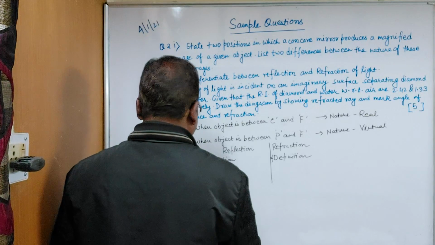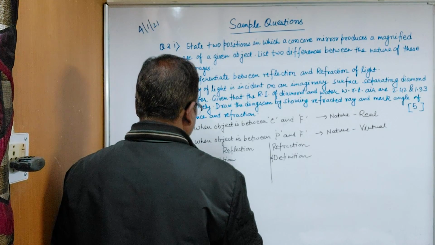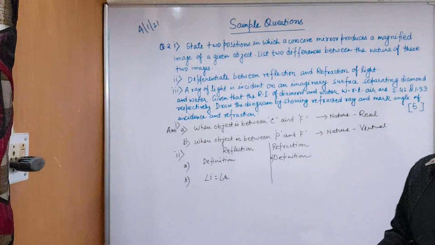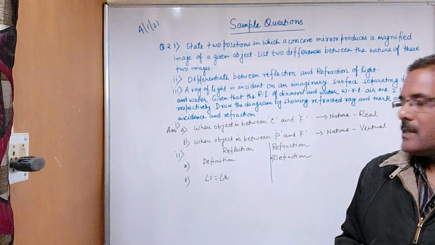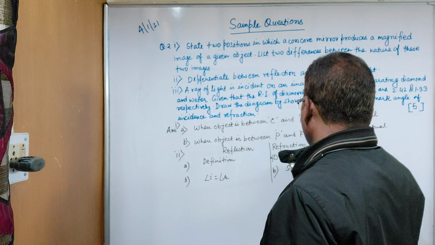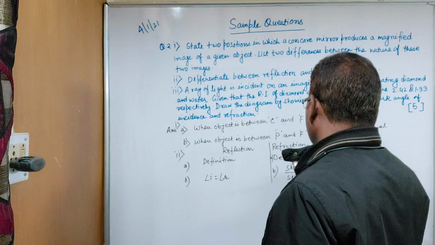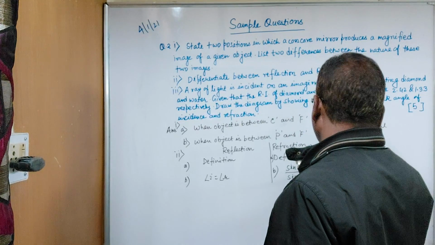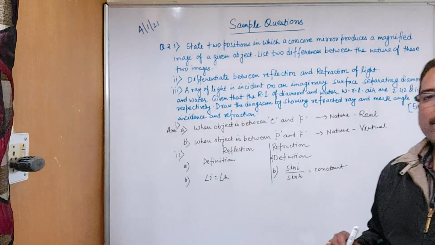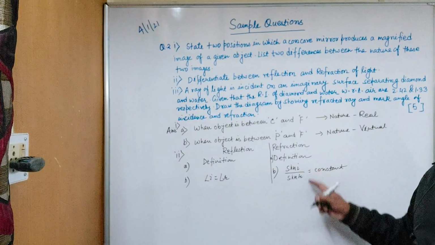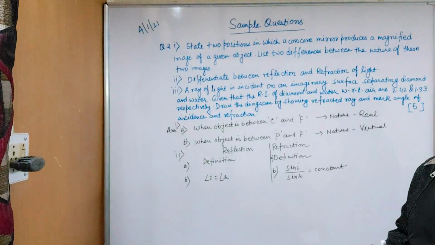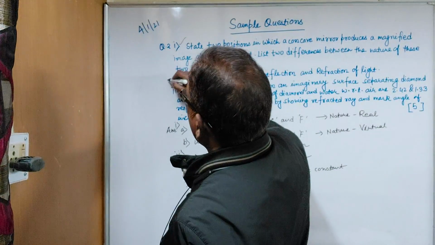And then second, you can write in reflection, as you know, the angle of incidence is equal to the angle of reflection. In case of reflection, the angle of incidence is equal to the angle of reflection, and in refraction you can write Snell's law, that the ratio of sin i and sin r is a constant for a given color of light and for a given pair of media. This ratio is always constant. So in this way you will write the differences. So these two parts we have completed.